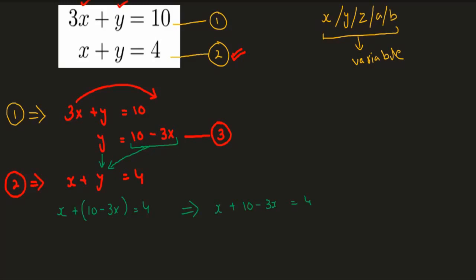Now I can combine the like terms, x minus 3x, and I can take the 10 to the other side, which would make it 4 minus 10. So x minus 3x is minus 2x and 4 minus 10 is minus 6. So minus 2x equals minus 6, and x equals minus 6 divided by minus 2. I can cancel out the minuses with each other, and 2 ones are 2 and 2 threes are 6. So the value of x is 3.